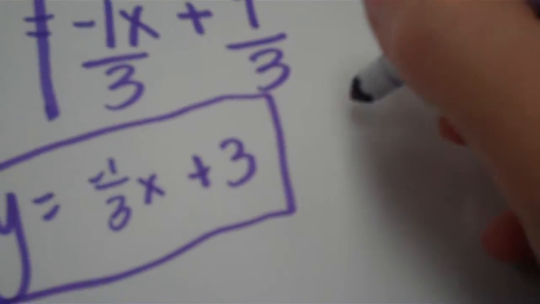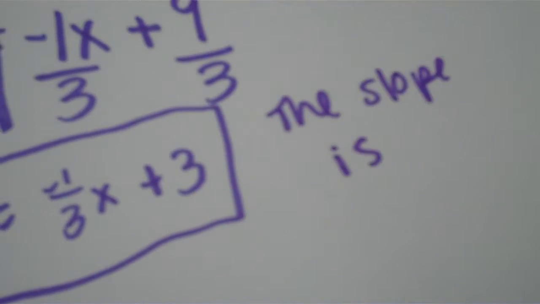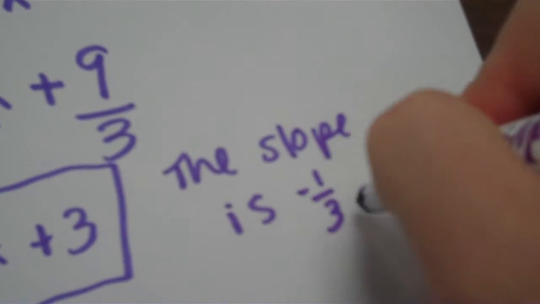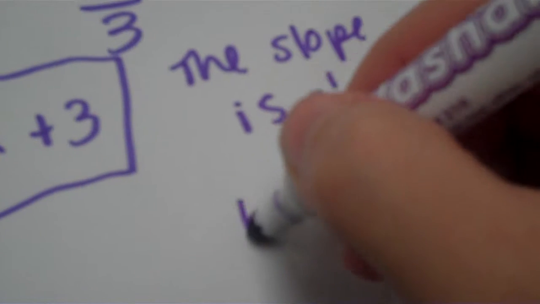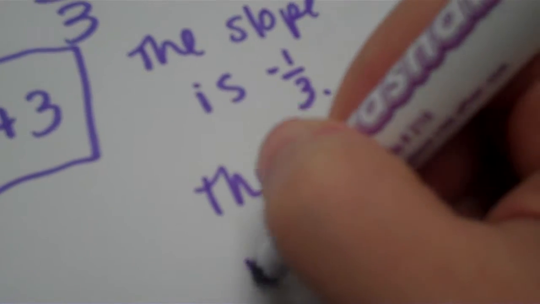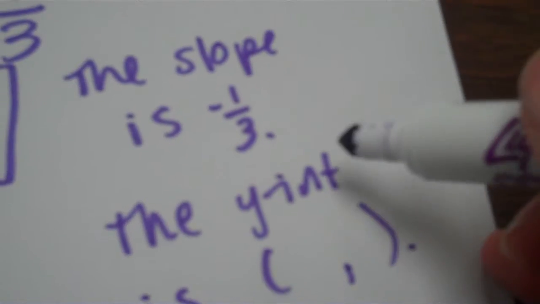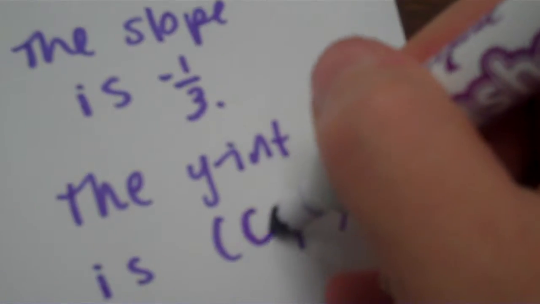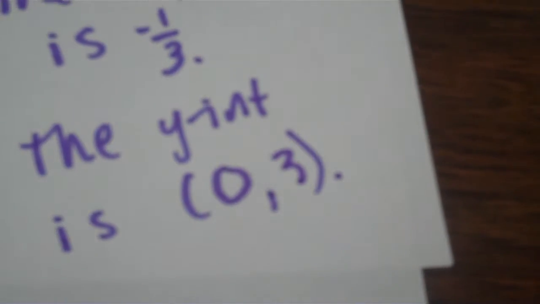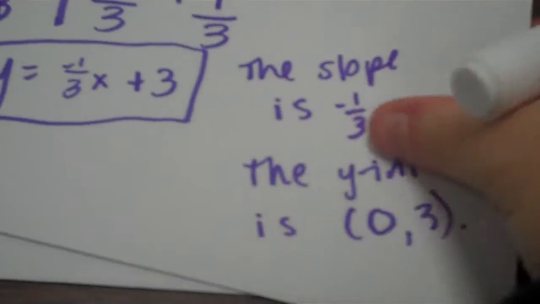So I'm going to make a complete sentence. The slope is, and the slope's the number with x, so negative 1/3. Okay? The y-intercept is, I'm just going to put int. The y-int is, and I'm going to write it as a point. Okay? I want you to remember that the y-intercept is when x is 0, and then my y-intercept is positive 3. So a positive 3 goes there. Okay? Done. So write it out. That's the slope. That's your y-intercept.